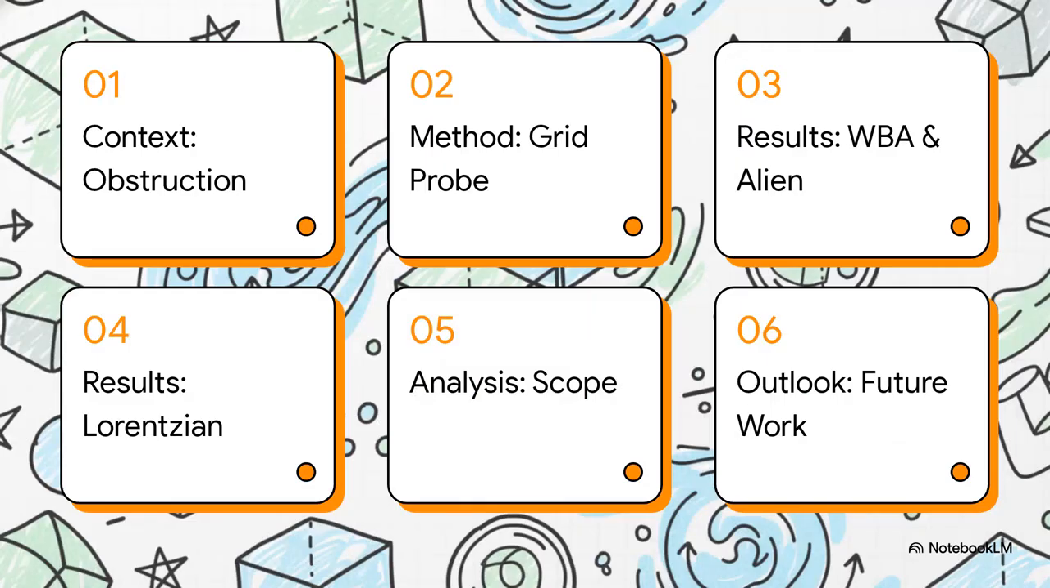So, here's how we're going to break it down. First, we'll set the stage. Why was this particular probe even necessary? Then we'll look at the method, which is actually quite elegant in its simplicity. After that, we dive into the results, first for the WBA and alien kernels, and then for the Lorentzian kernel, which you'll see tells a very different story. Finally, we'll wrap up by discussing what this all means, what the study doesn't claim, and where the research goes from here.